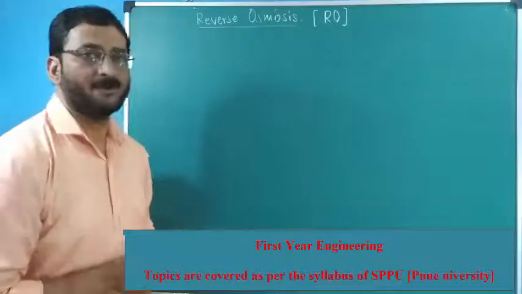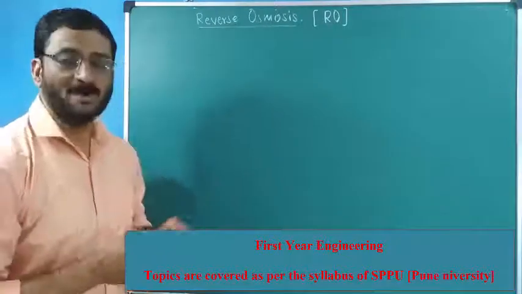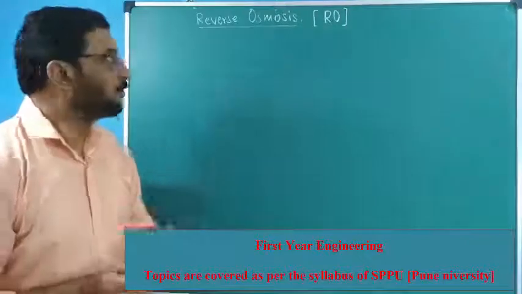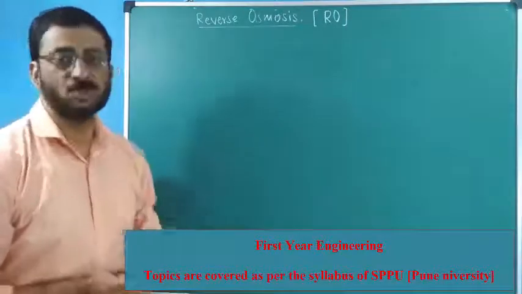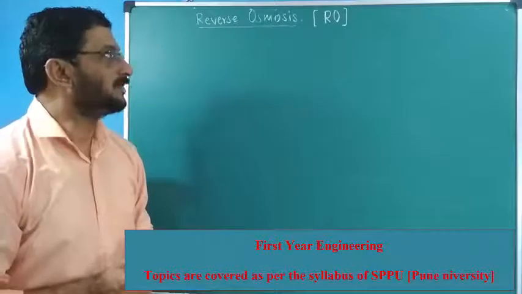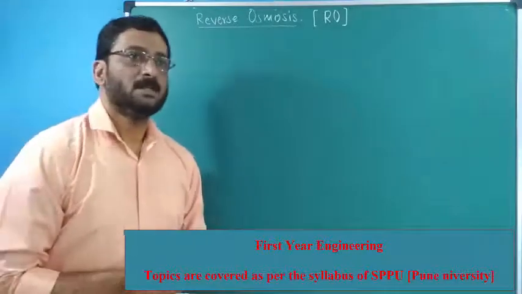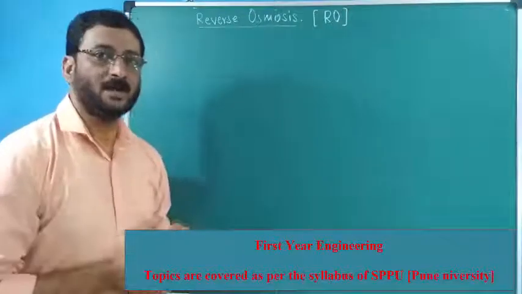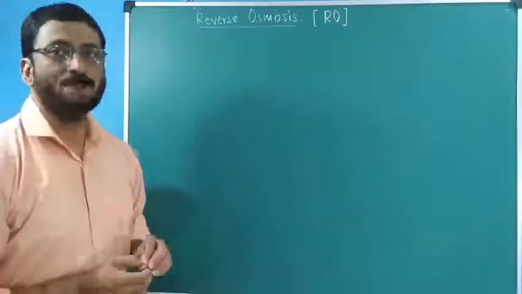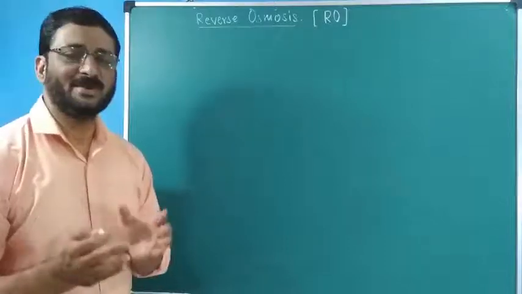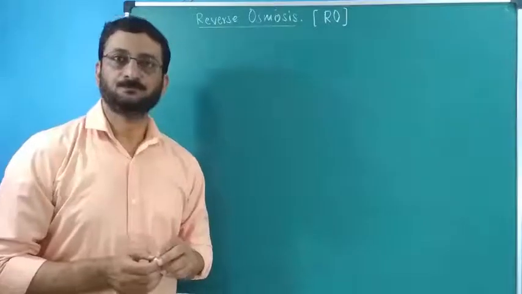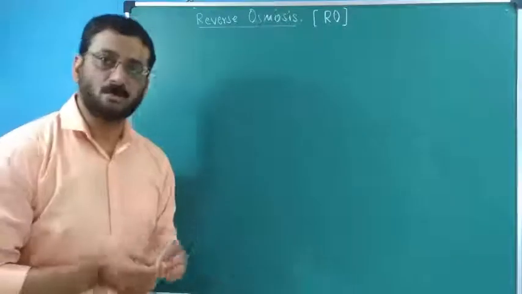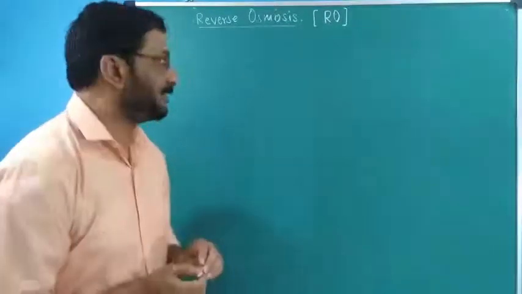This is the last subtopic of unit number 1, that is water technology. Two short notes are there. One is RO, that is reverse osmosis, and one is electrolysis. These are in your first year engineering syllabus. These are given under the heading purification of brackish water, or even we can say purification of sea water. Basically, brackish water is less concentrated than sea water, but these techniques can be applied.